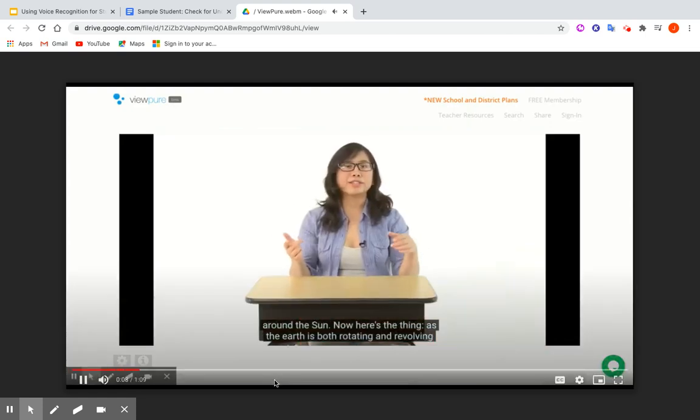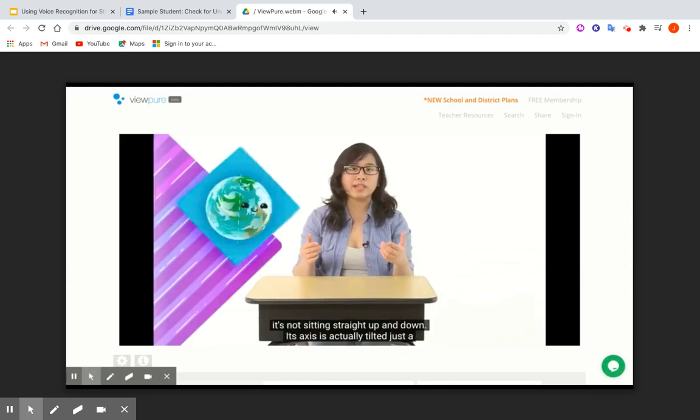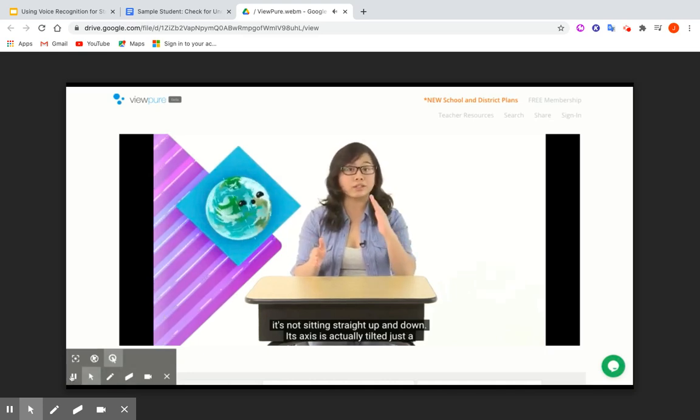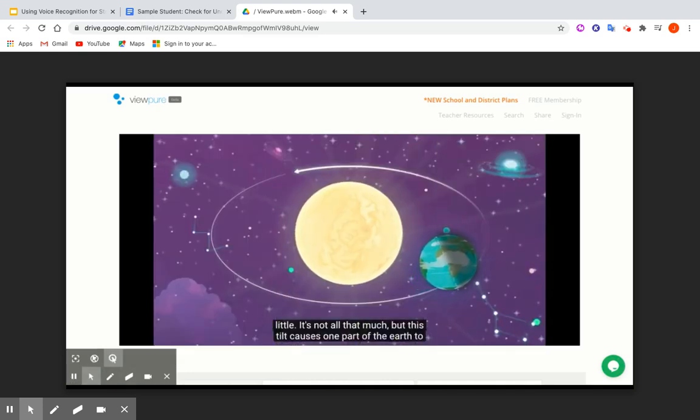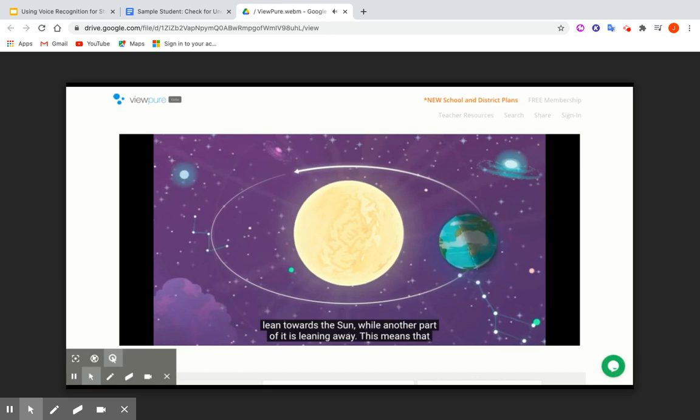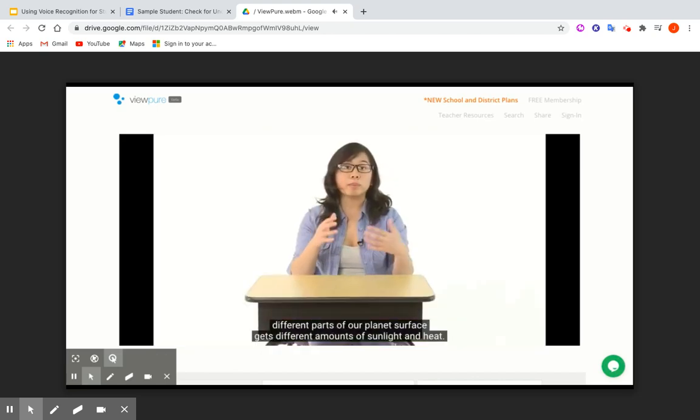Now, here's the thing. As the Earth is both rotating and revolving, it's not sitting straight up and down. Its axis is actually tilted, just a little. It's not all that much, but this tilt causes one part of the Earth to lean towards the sun, while another part of it is leaning away. This means that different parts of our planet's surface get different amounts of sunlight and heat.